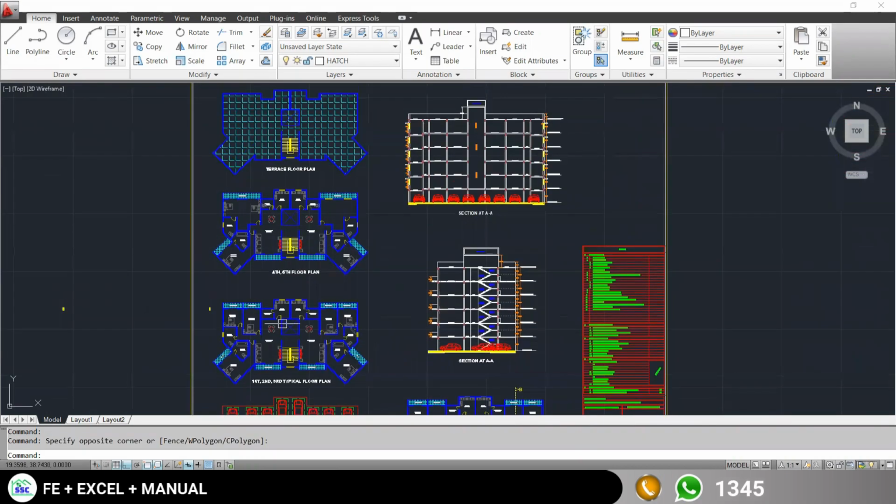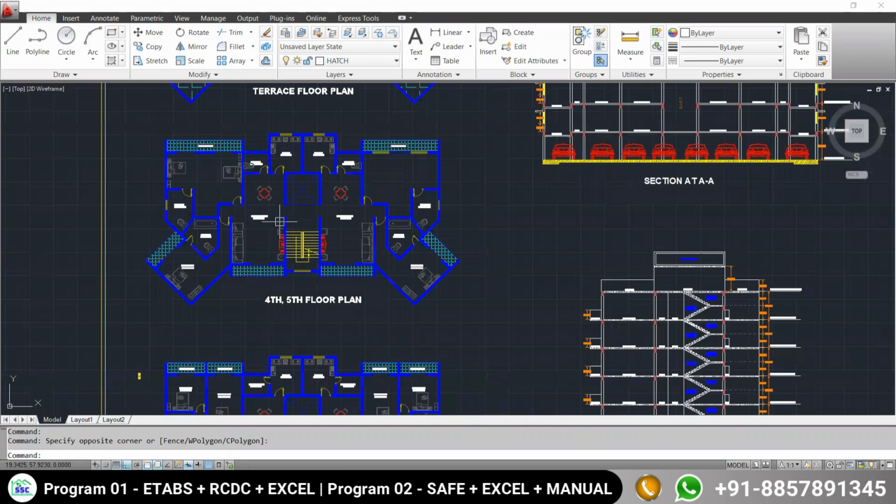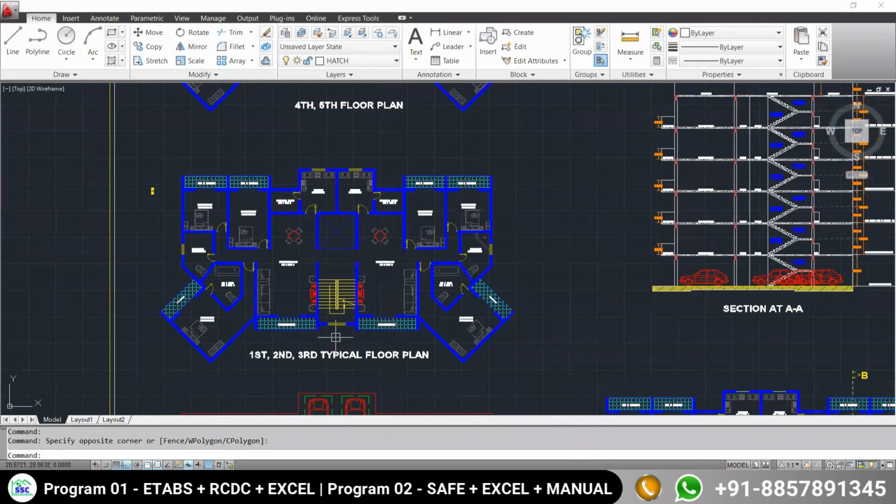Either I can go with the ground floor first, or I can go with the first, second, and third, this typical floor, or I can go with this one, or this one. But the actual concept is what? Always you have to position your column for the most complicated arrangement of the architectural plan, the architectural plan where there is more complication.